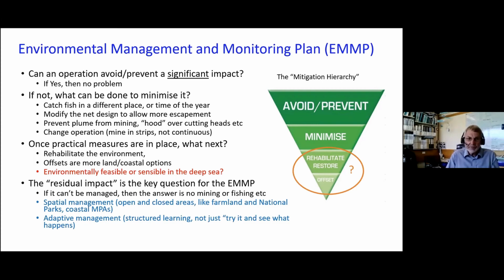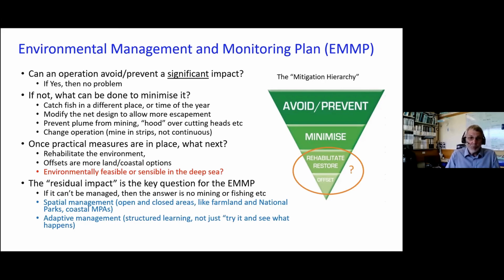Finally, if you can't rehabilitate, or there's only so much you can do, offsets are there as an option, but it's more a land or coastal option where you can either pay an economic fee or you can swap bits of land around. Whether those two things are environmentally feasible or sensible in the deep sea is something that scientists are grappling with, as well as managers. But the residual impact, this last bullet point, is the key question for EMMP. If it can't be managed, then the answer is no, you don't proceed. If there's a significant impact that remains, there'll be no mining or no fishing.